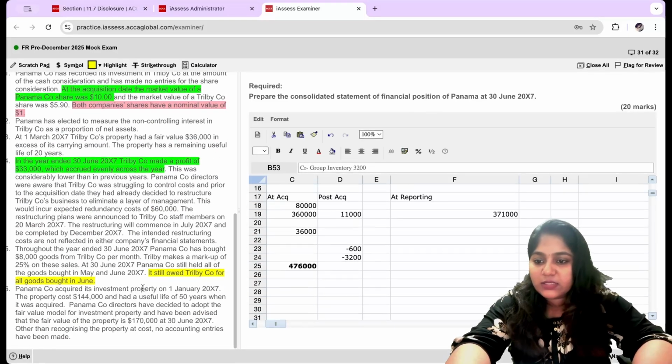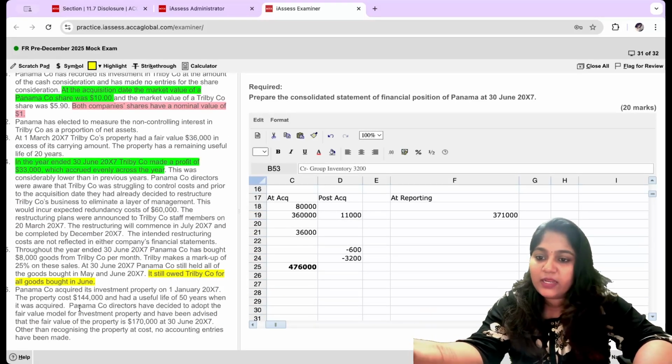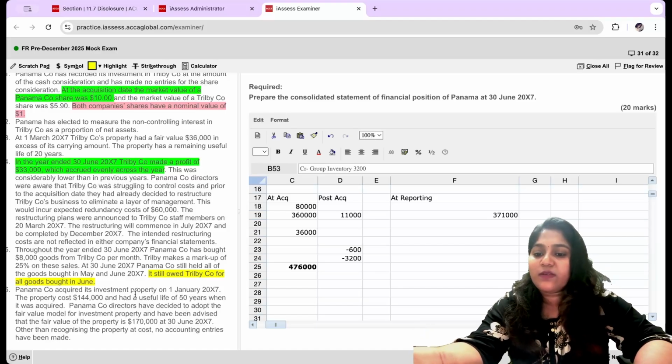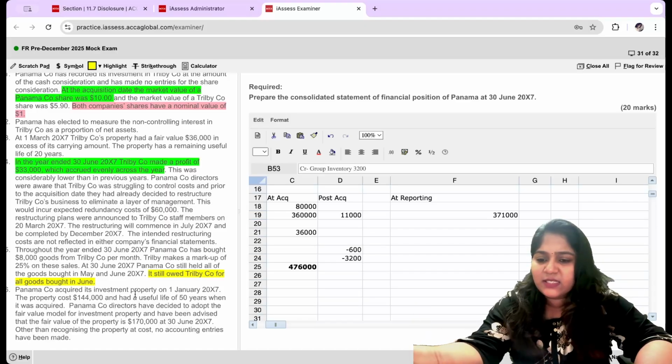We have the last information. Panama company acquired its investment property at 1st Jan X7. The property cost 144,000, had a useful life of 50 years when it was acquired. Panama company directors decided to adopt the fair value model for investment property and have been advised that the fair value of the property is $170,000 at 30 June X7. Owner recognized the property at cost. No accounting entries have been made.